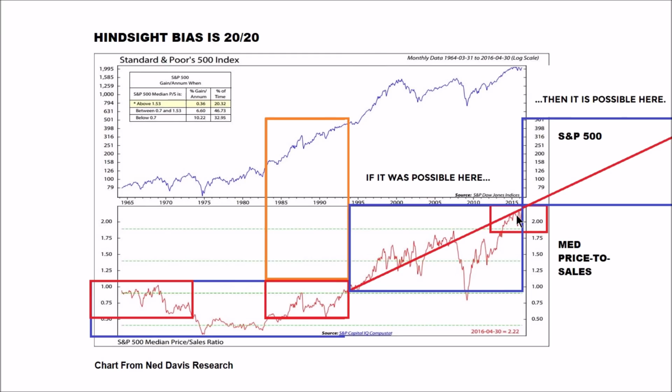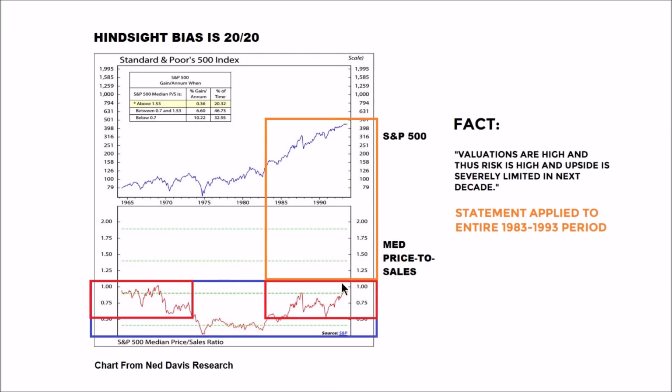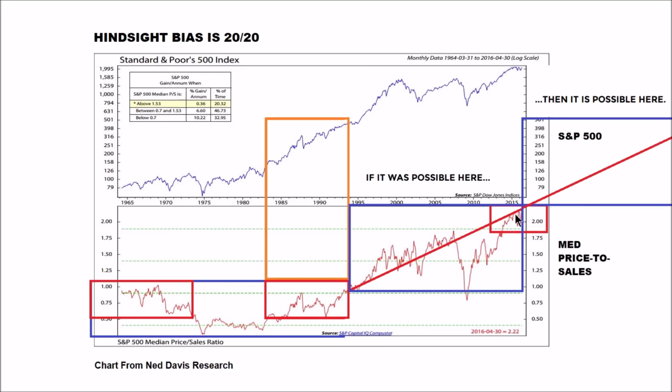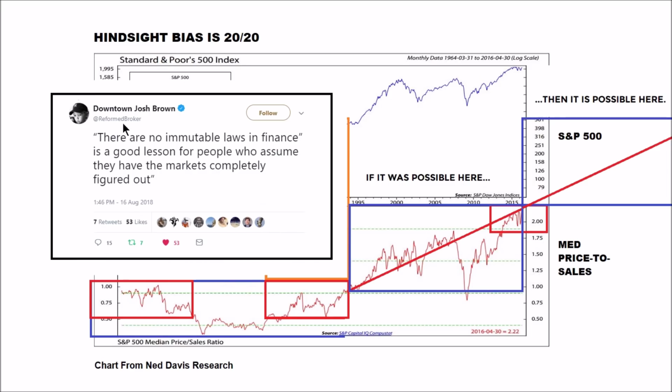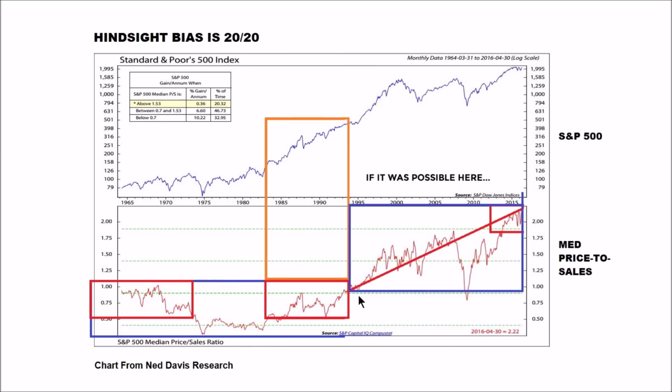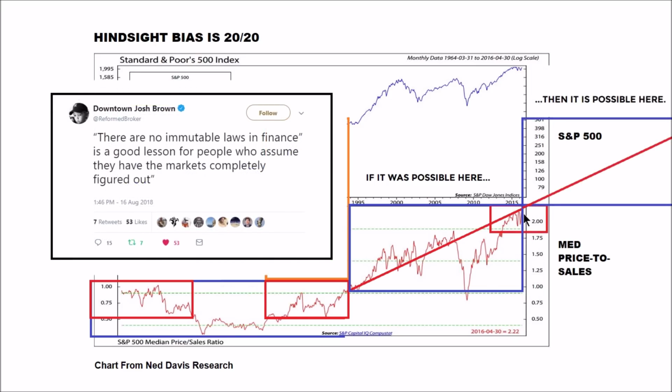This point here is not materially different than this point here. When we look backwards from this point here, valuations look extended. Upside seems limited. Just as no one knew how high this red line could get at this point here, no one knows how high this red line can get here. And as Reformed Broker noted on Twitter, there are no immutable laws in finance, which is a good lesson for people who assume they have the markets completely figured out. There was no law that told us that valuations could expand beyond our wildest dreams from this point here. Just as there's no law that tells us valuations can expand in the future beyond our wildest dreams.